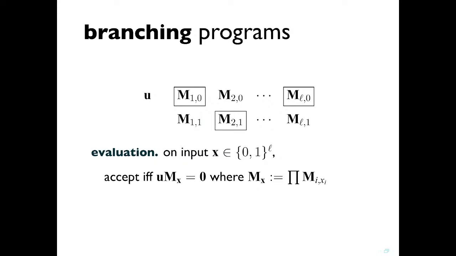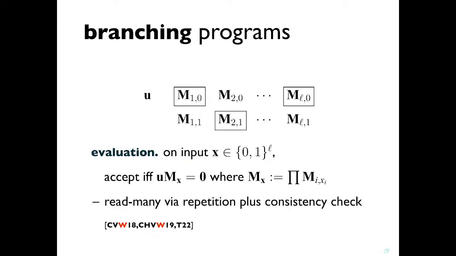As written, this is the definition for read-once branching programs, so the length of the input and the number of matrices are exactly the same. But the definition also works for read-many branching programs. For this talk, I'm only going to focus on read-once branching programs, but essentially all the results here extend to the read-many setting.